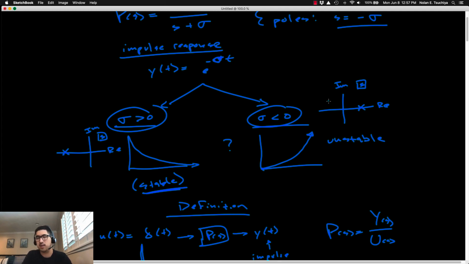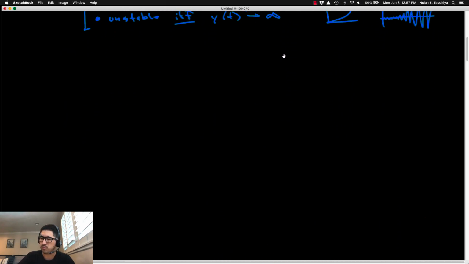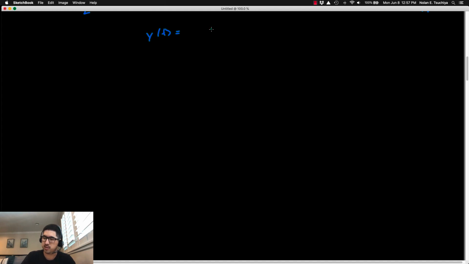If they're to the right, we have an unstable response. And if you extend this to second order systems, a second order impulse response generally has a form of some constant times e to the minus sigma t sine or cosine of omega t. This is a general form of the impulse response for a second order system with complex poles.